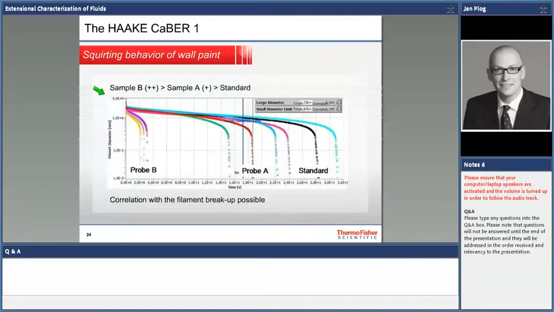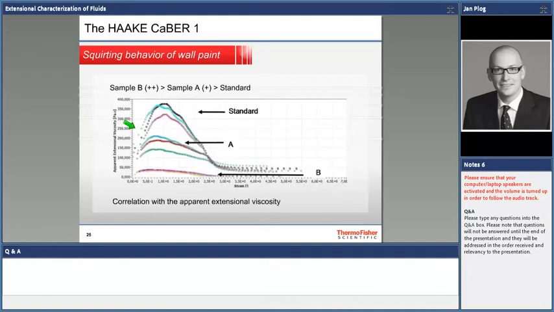Same thing accounts for wall paints. Okay, will you have squirting behavior or not? Again, we were able to show very quickly and reliably that long breakup times show pronounced squirting behavior for wall paint when you apply it to your substrate, versus short breakup times that show almost no squirting behavior.